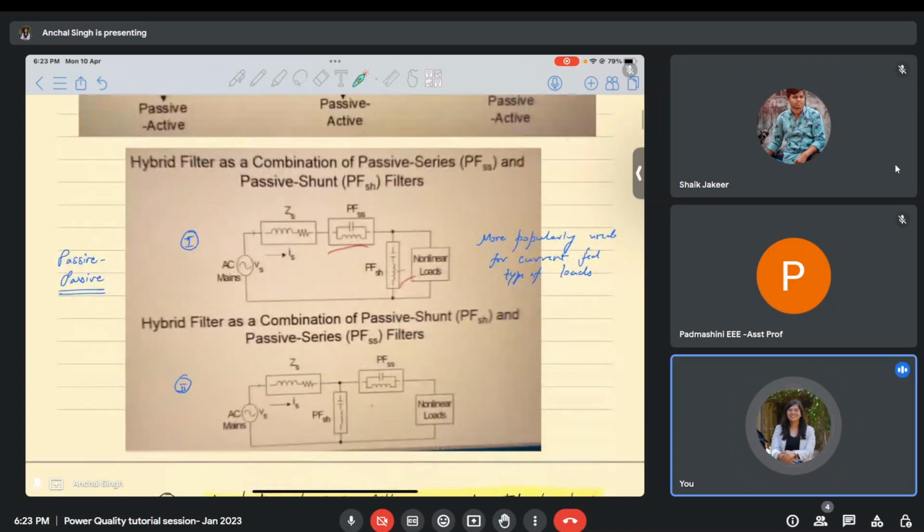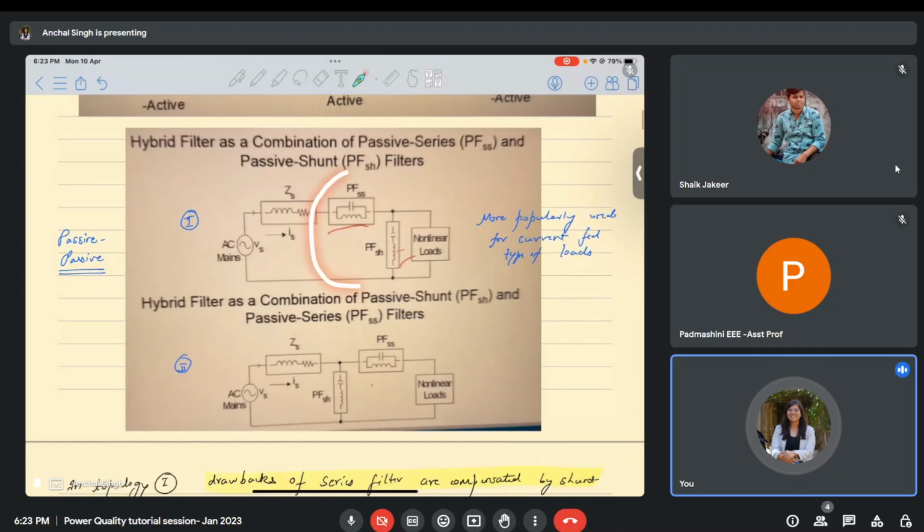So if you look at this one example, which is made up of a passive series and passive shunt filter. This is the passive series filter and this is our passive shunt filter. This is the most popular topology that is used in many places. Then another alternative to this is I could put this series filter this side and the passive filter this side, right? This is another combination possible. But this is less popular because most of the loads that we have are of current fed type or voltage fed type. Because of the nature of loads, this is the most popular topology available.